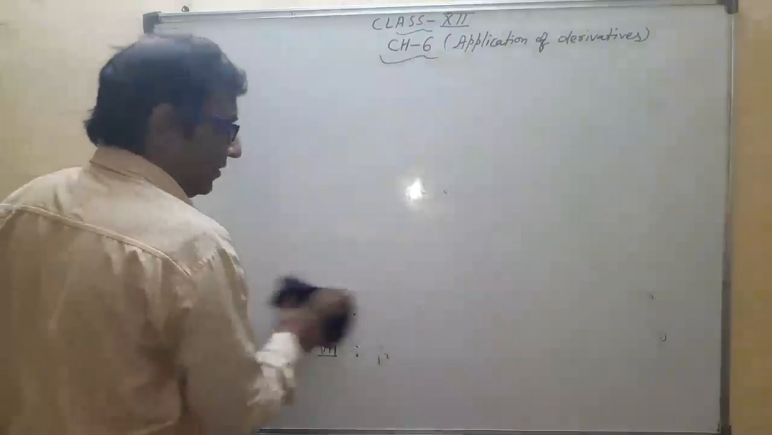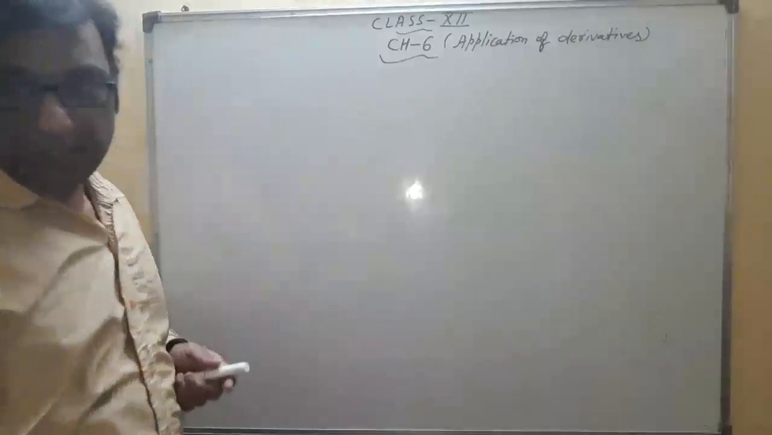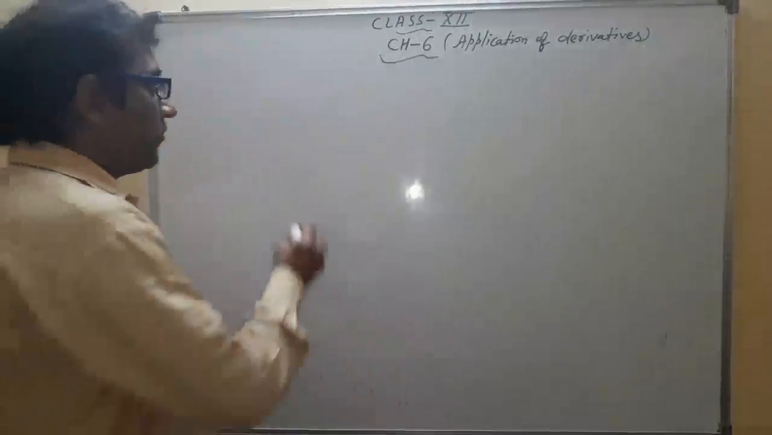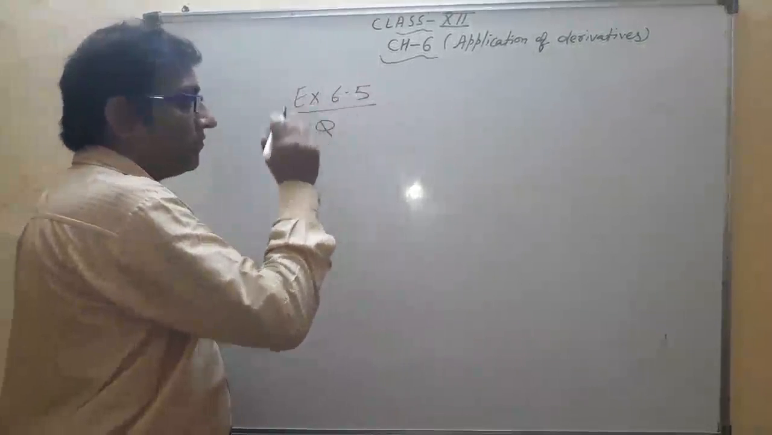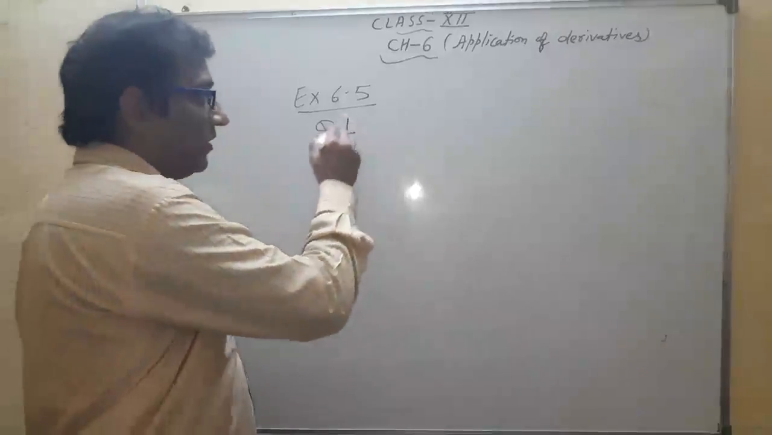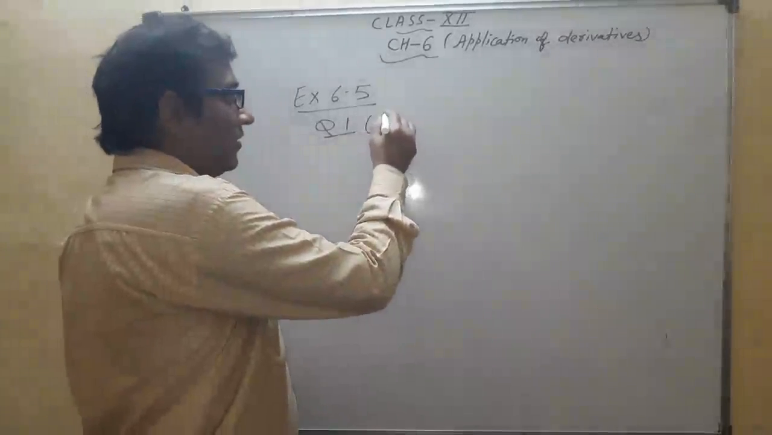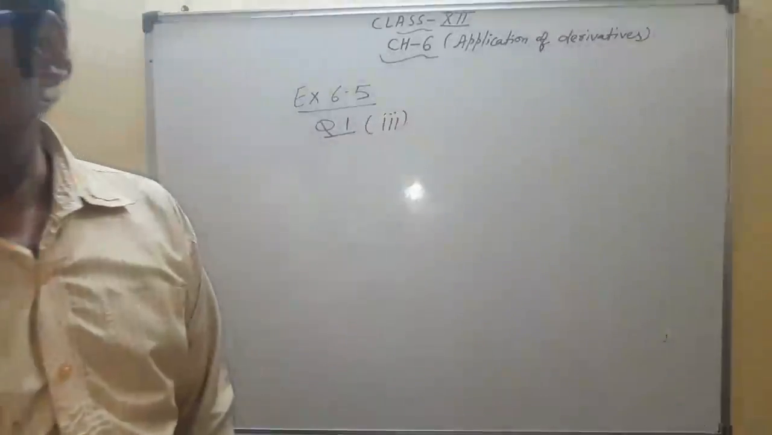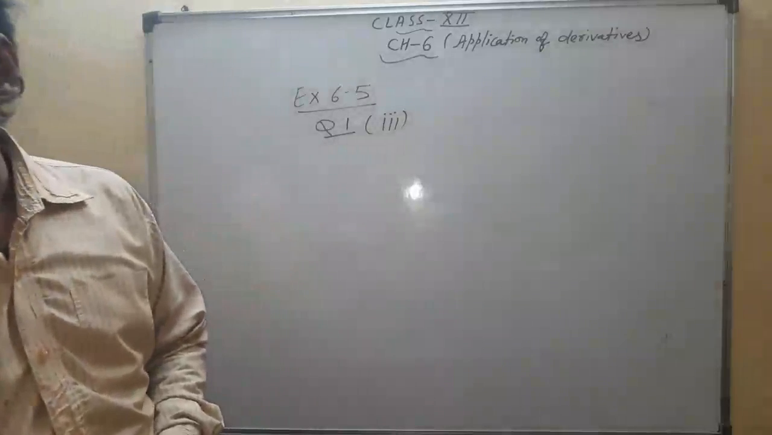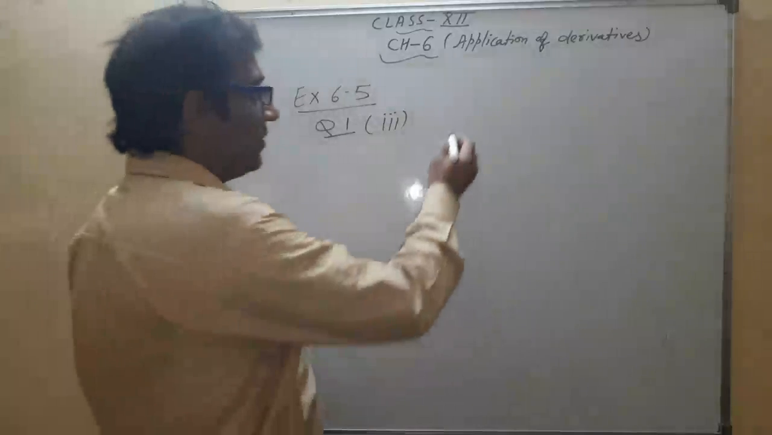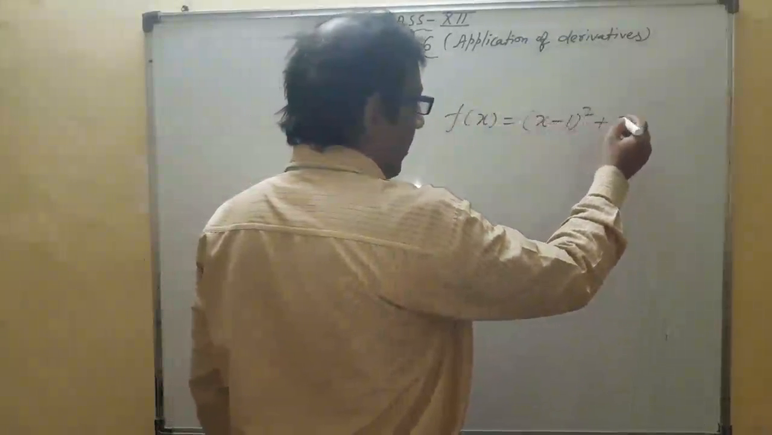So at present I am taking one question from exercise 6.5, question number first, and there are 4 subparts. I am taking the third subpart of this question, and the question is: find the maximum and minimum value of the following function, and the function is f(x) equals (x minus 1) whole squared plus 10.